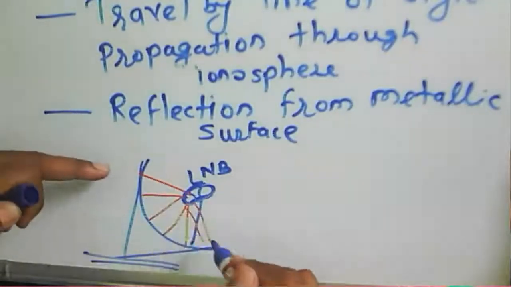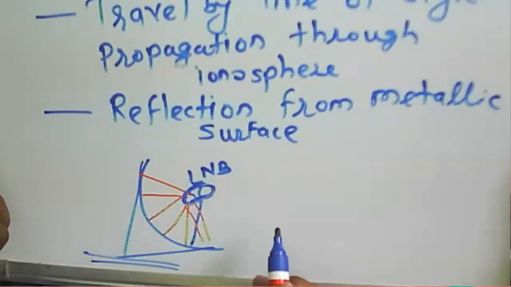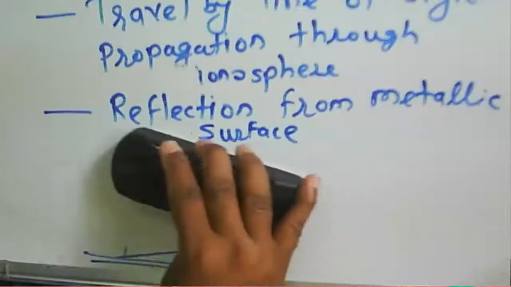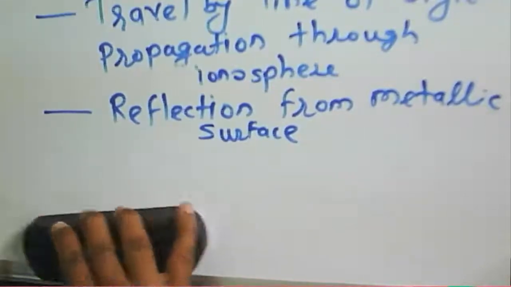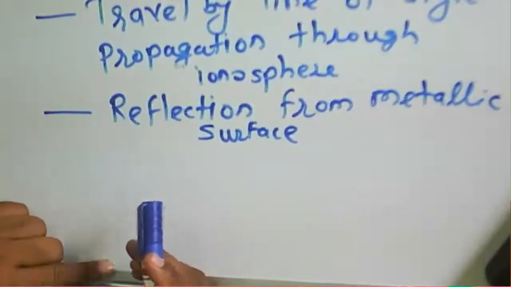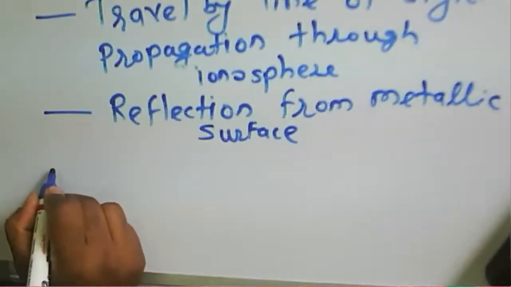Now this metallic disc-like structure will reflect your signal. That's why we can say that microwave signals are reflected from the metallic surface. So that is one more characteristic of microwaves: reflection from the metallic surface.